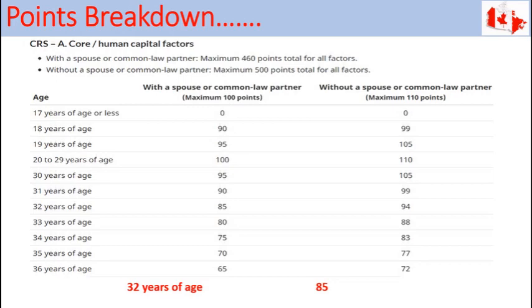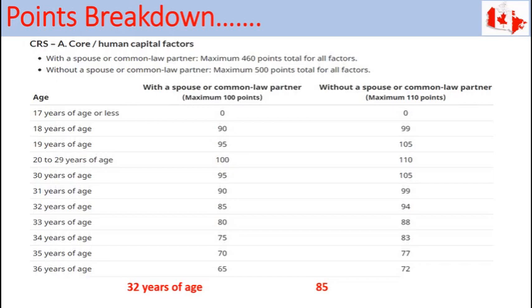So you can see here, every year after 30, 5 points get decreased. So if you are 31, 90 points with spouse, 32, 85 points. So you can see there's a decrease of 5 points. So if you are in the pool and your birthday comes up and you are 31 turning 32, you lose 5 points.